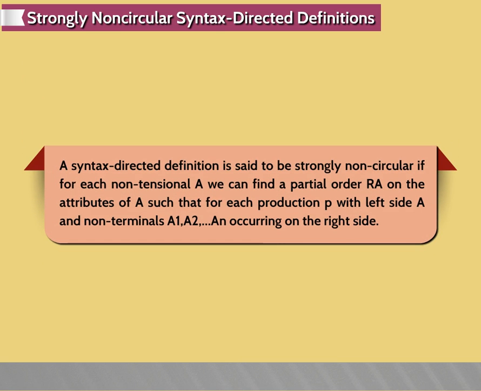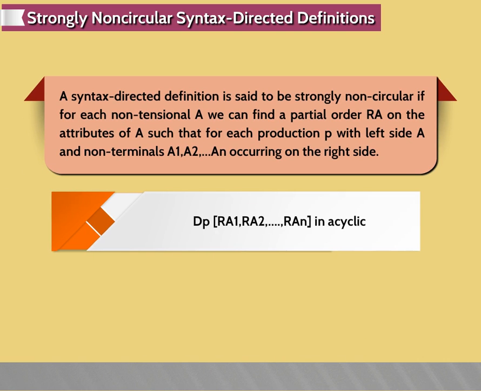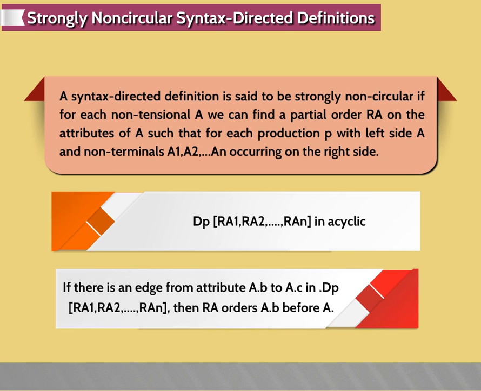A syntax-directed definition is said to be strongly non-circular if, for each non-terminal A, we can find a partial order RA on the attributes of A such that for each production P with left side A and non-terminals A1, A2, up to An occurring on the right side, DP[RA1, RA2, ..., RAn] is acyclic, and if there is an edge from attribute A.B to A.C in DP[RA1, RA2, ..., RAn], then RA orders A.B before A.C.